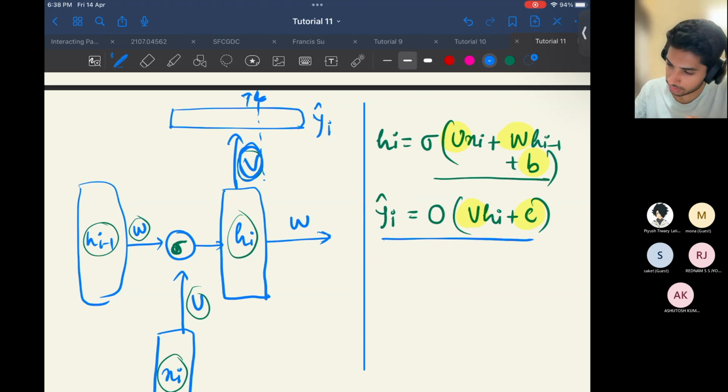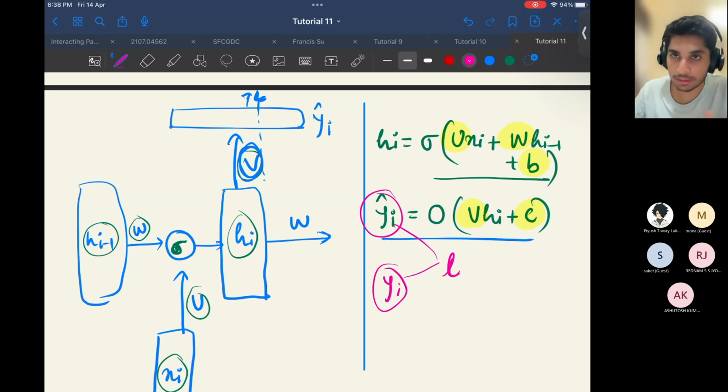Okay, maybe I can use some color here. Use color for yi hat, and I also have yi. Both of these will combine to calculate some small l, right? Now, if I want to calculate the gradient of this thing L with respect to W, let us see what happens. I will have to compute the differentiation of this with respect to W.